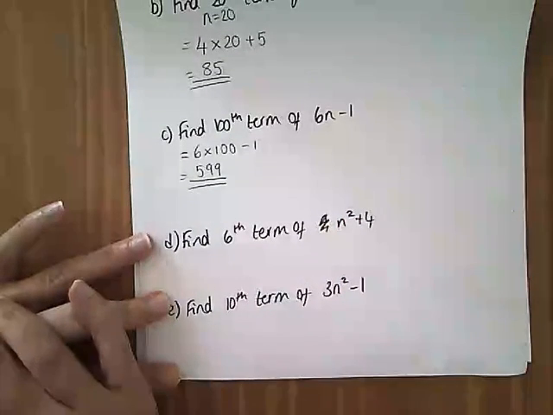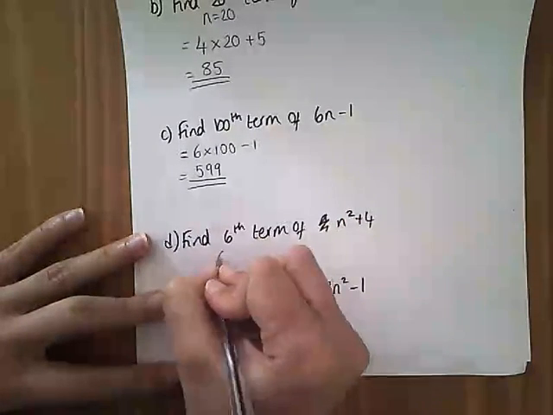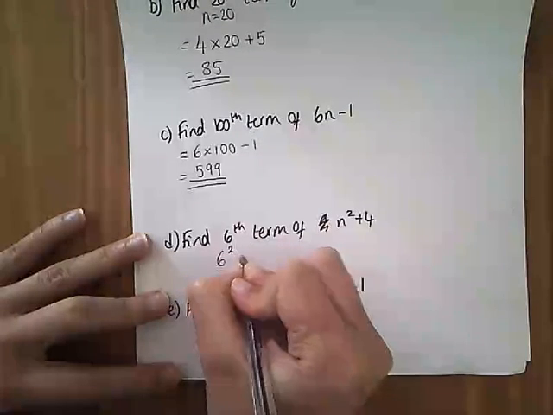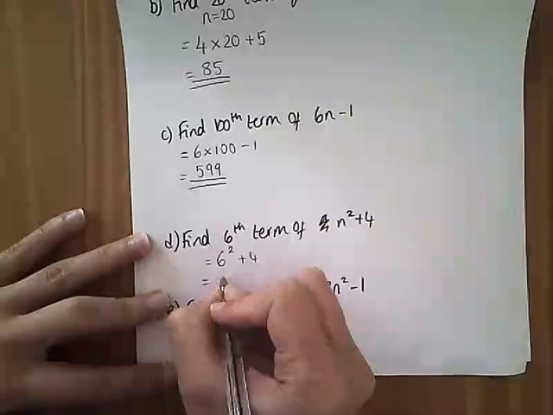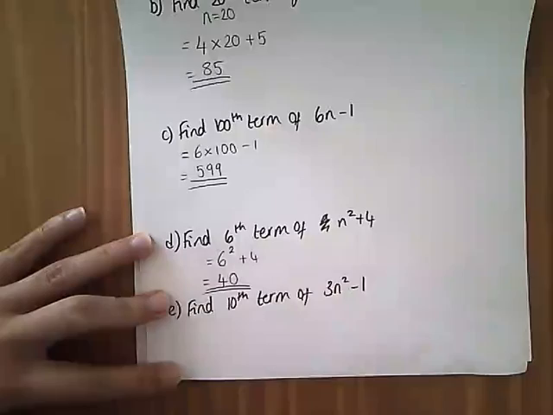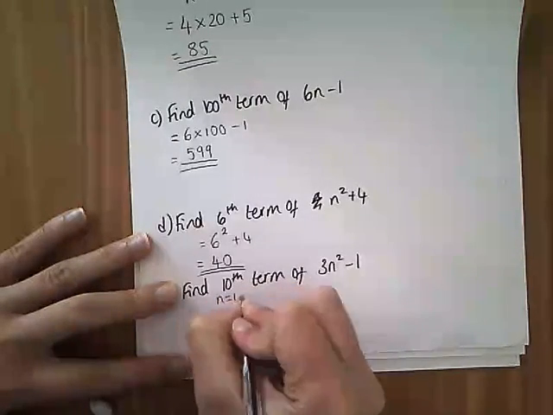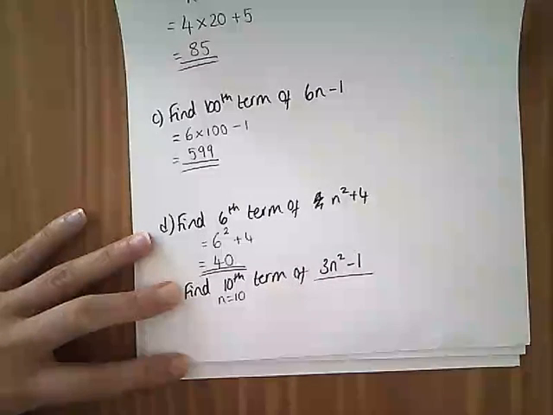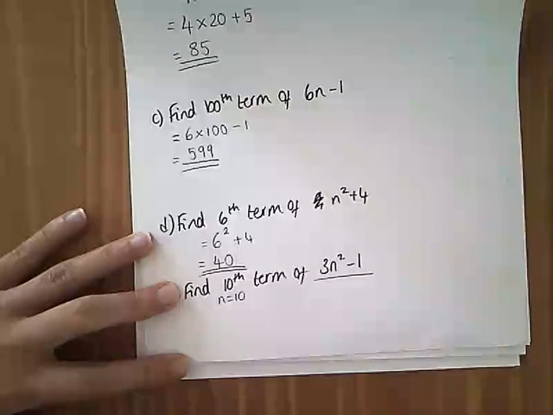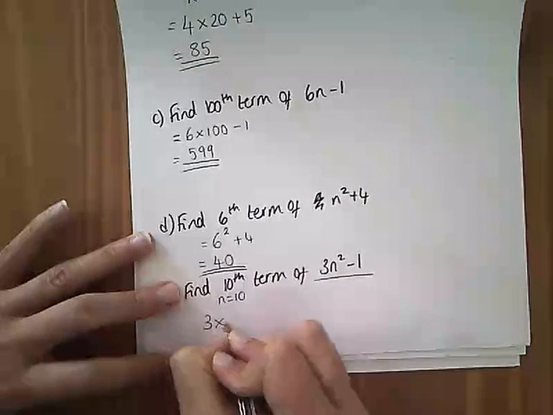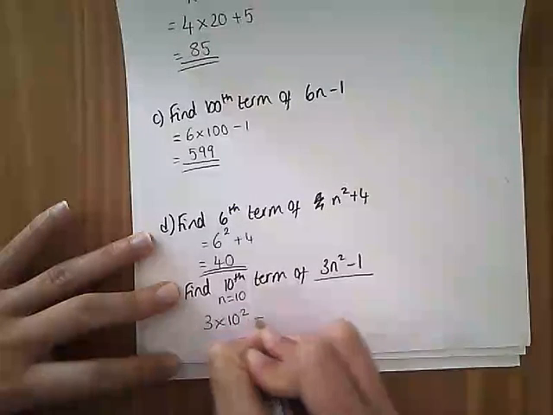Okay, now we're going on to the squared ones. So we want the 6th term of n squared plus 4. So n is 6, so we do 6 squared plus 4. 6 squared is 36, plus 4 is 40. Okay, now we want the 10th term of 3n squared take away 1. n is 10, so we're going to do 3 times 10 squared, take away 1.